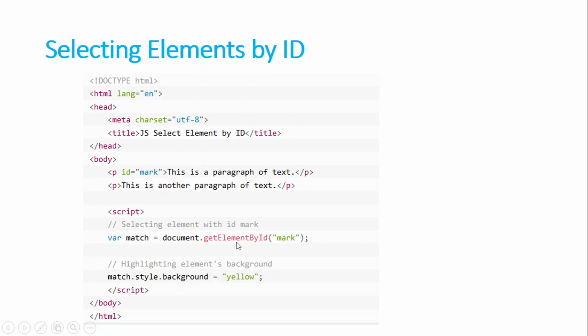This method will allow us to get any element in the body that has an ID. So we can pass the ID in the brackets of the method. For example, in this case, we added this mark ID, which is the value of the ID. Then it will get that element, this p tag, and store it inside this match variable. Now we can use this match element to style it, or to apply any kind of operation we want on this p tag.